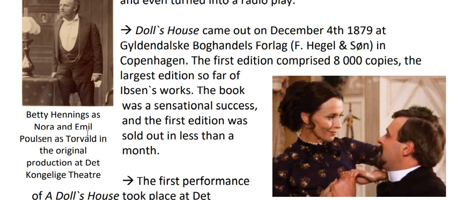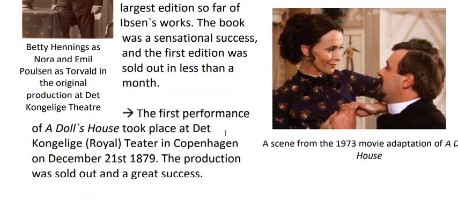Betty Hennings as Nora and Emil Paulsen as Torvald in the original production at Det Kongelige Theater. The first performance of A Doll's House took place at the Royal Theatre in Copenhagen on December 21st, 1879. The production was sold out and a great success. And you can see a scene from the 1973 movie adaptation of A Doll's House.